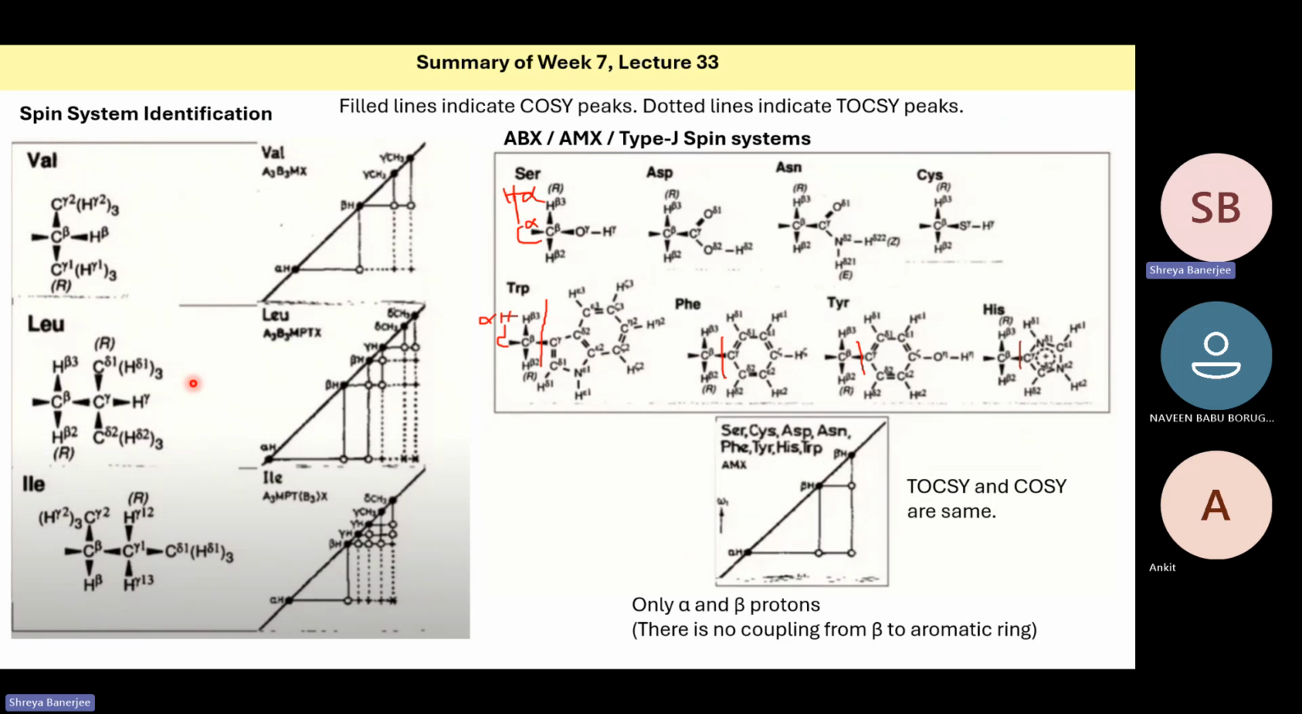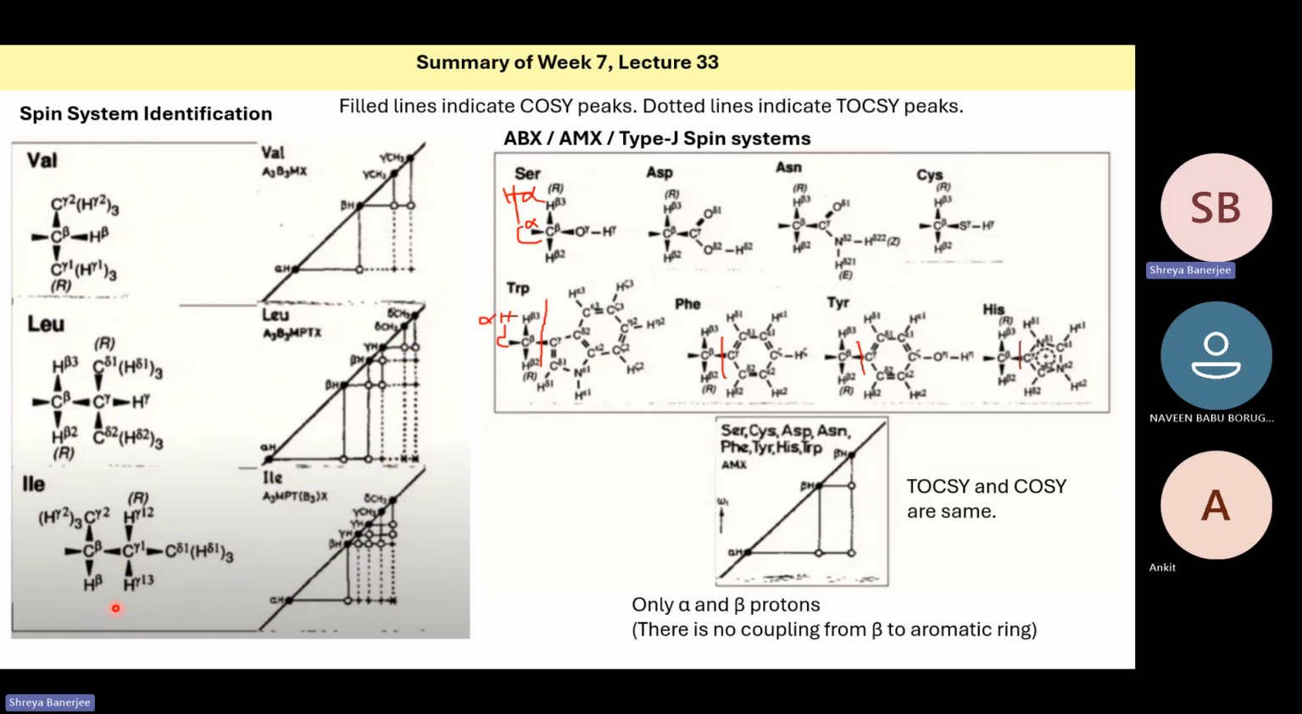Then you can have leucine, where after gamma, you have delta 1 and delta 2. So the two methyl groups at the delta position are not equivalent and they have been written as delta 1 and delta 2. So along the diagonal, you will have alpha, beta 1, beta 2. The two betas are also not equivalent. Then only one gamma, because there's only one gamma hydrogen. Then delta 1, delta 2 because of the two delta CH3 groups. Then, as expected in COSY, you will only see adjacent correlations, and in TOCSY, all the correlations will be seen.